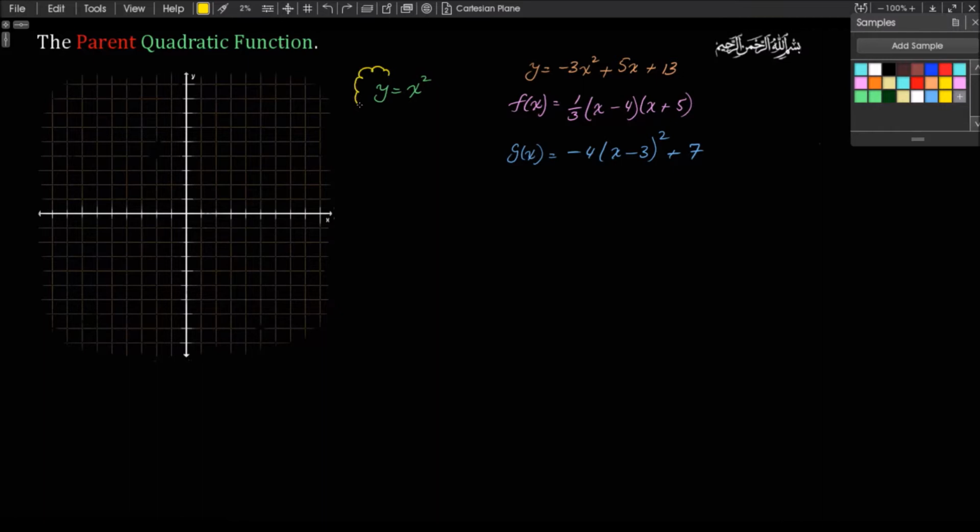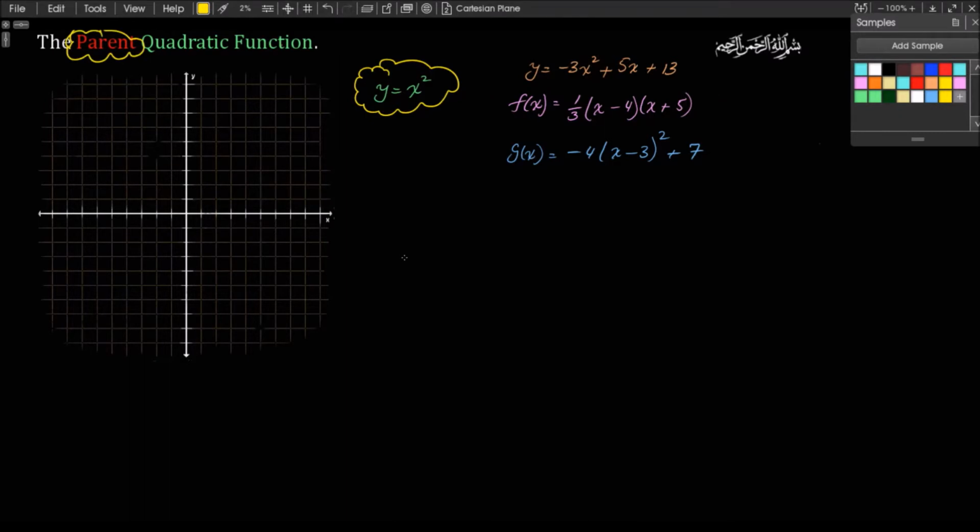Today I wanted to talk about the parent quadratic function. This right here is the parent quadratic function. This is the most basic of all quadratic functions. Now what I've written over here, these are quadratic functions too, because if you recall, a quadratic function is simply a second-degree polynomial function. All of these are second-degree polynomial functions, but clearly this one over here even looks simpler compared to the other ones.